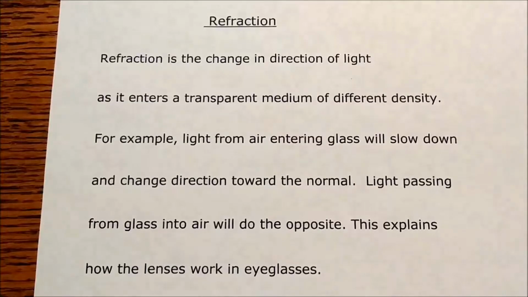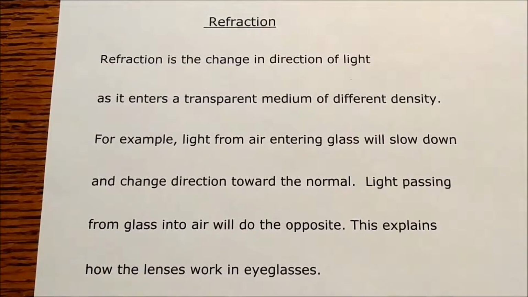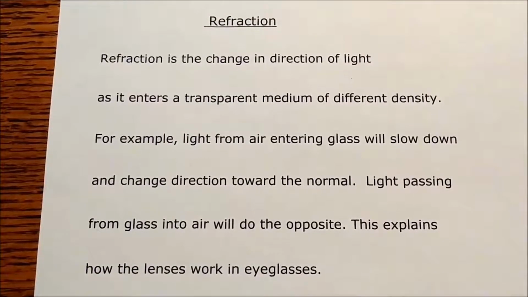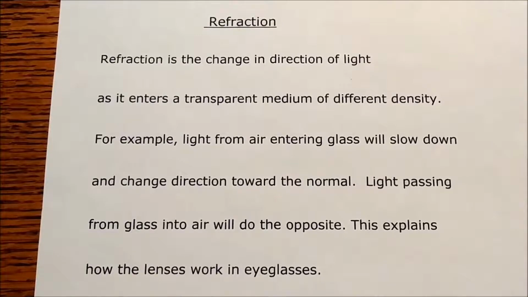And I'd like to again read through the definition, and then we'll take a look at the grammar of this definition. Refraction is the change in direction of light as it enters a transparent medium of different density. For example, light from air entering glass will slow down and change direction toward the normal. Light passing from glass into air will do the opposite. This explains how the lenses work in eyeglasses. Now, I know it's kind of a condensed definition, but the essence of it is here. And we're going to take a look at the grammar now.